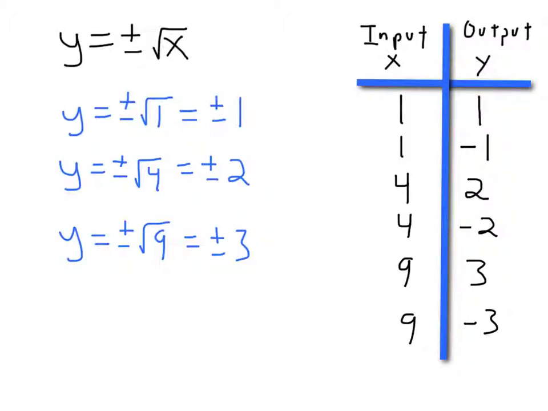Now the question is, is this a function? Remember, for a function, each input has to have exactly one output. And that's clearly not true here. The input 1 has 2 different outputs. The input 4 also has 2 different outputs. And the input 9 has 2 different outputs. So this would not be a function.